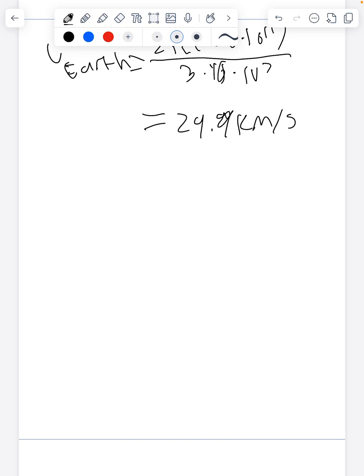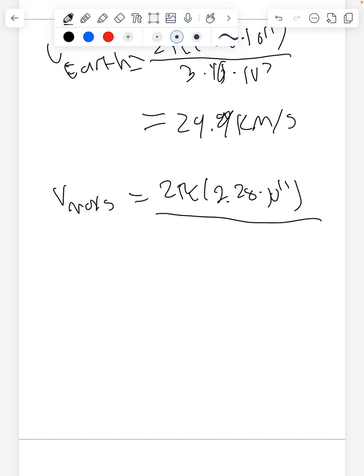Same thing for Mars. We're going to do the same thing. It's 2 pi times 2.28 times 10 to the power of 11 over 5.94 times 10 to the power 7. That will equal 24.1 kilometers per second. Pretty much that is the speeds of the orbital rotations of Earth, Mars, and Venus.